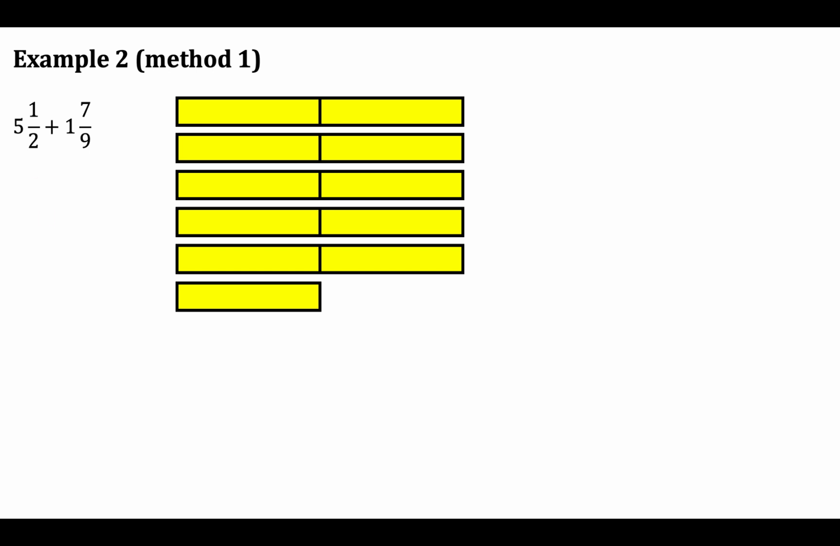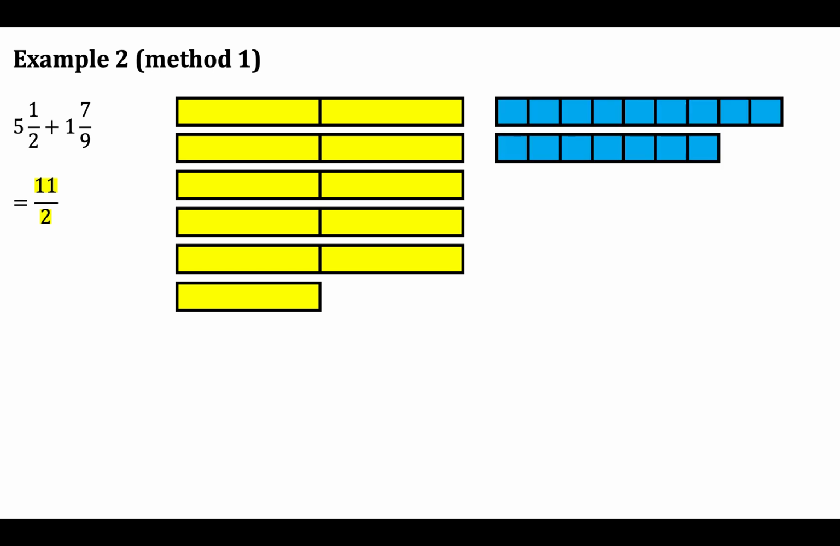Let's look at a second example now. Again, we'll go through the same example using both methods that I've been through before. So in this example, we've stuck with the 5.5, which you can see is 11/2. And this time we've got 1 and 7/9, which you can see is 16/9.